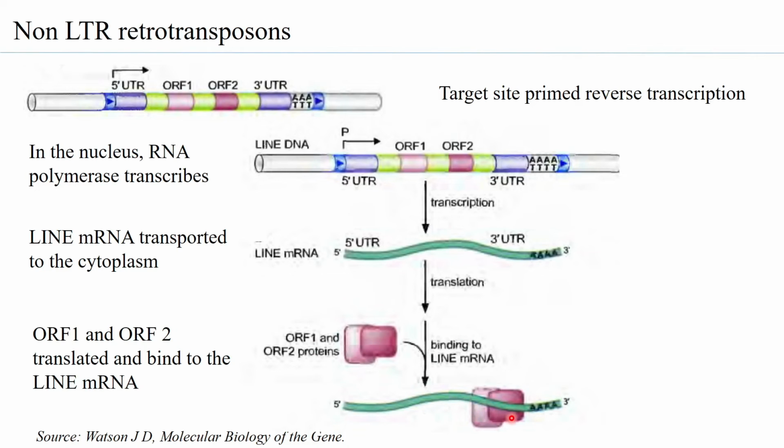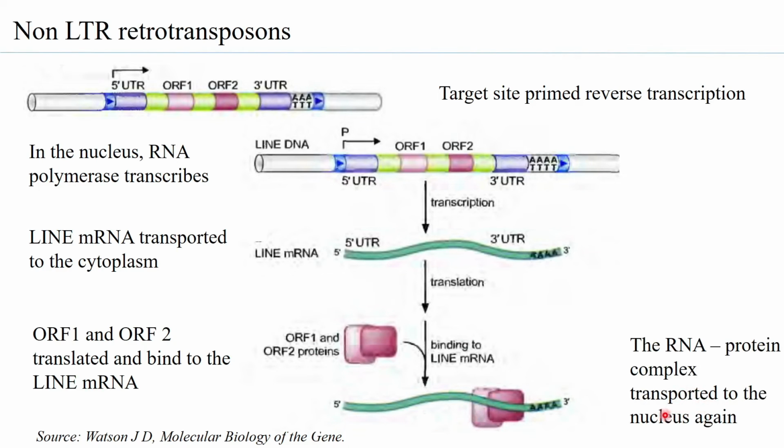So this RNA-protein complex is then transported to the nucleus again. So what began in the nucleus goes to the cytosol and then goes back to the nucleus again, so that this gets into a target site. Now, such transposons are what we know as long interspersed nuclear elements. Okay, and you have several examples of long interspersed nuclear elements.